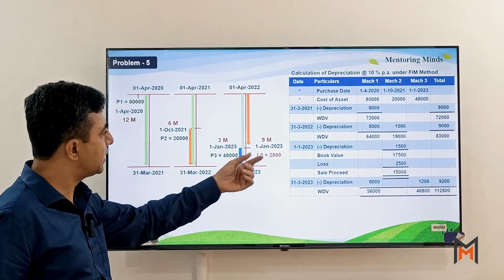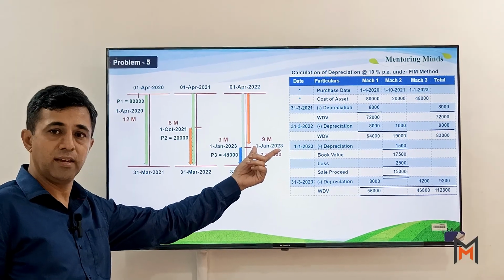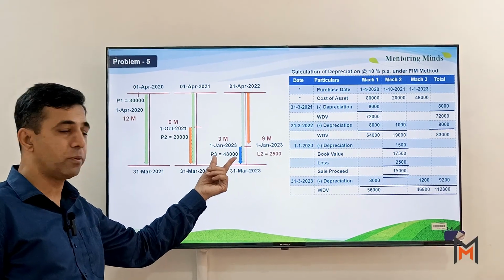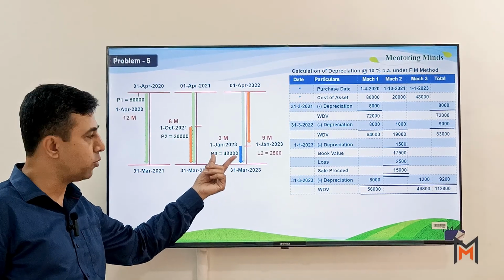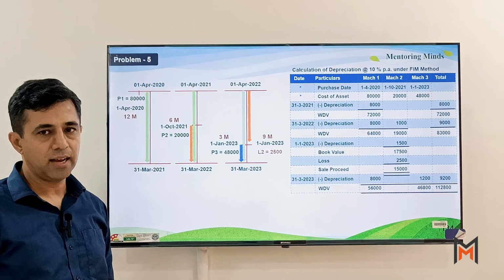In the third year, we are selling the asset. So first we will write the entry for sale of asset. Next we are going to write the entry for purchase of asset. And lastly we are going to write the entry for depreciation and transfer. So चार journal entries आ जाएंगी.